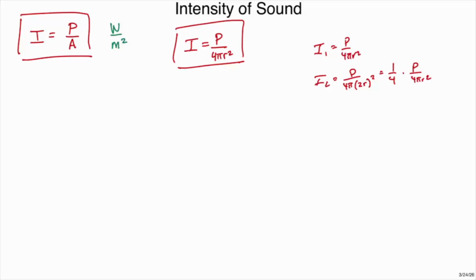What if it's 3 times as far? People in the third row: it's 1/9. Fourth row? 1/16. Last row? 1/25, right? That's how the intensity is falling off.